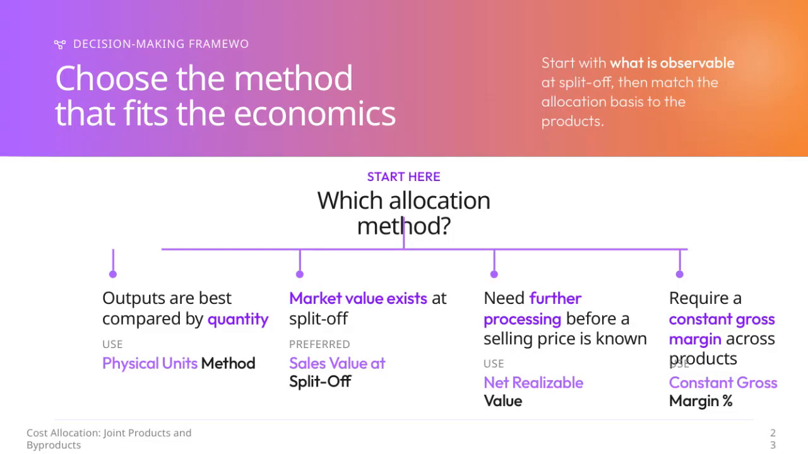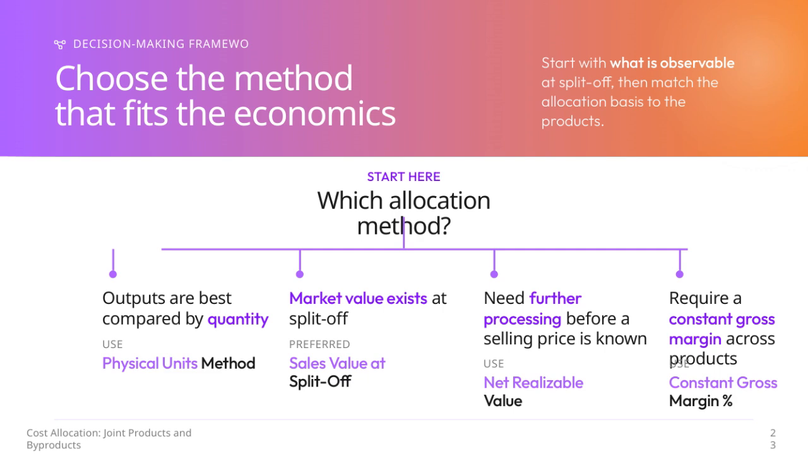When allocating joint costs, the starting point is to look at what we can observe at the split-off point, and then choose an allocation method that best matches the characteristics of the products involved. A practical way to begin is to compare the outputs by quantity, which leads us to the physical units method. This method is straightforward and useful especially when quantities are easily measurable. If a market value exists right at the split-off point, the preferred approach is to use the sales value at split-off. This directly connects costs to the actual market prices at that stage, providing a realistic allocation.